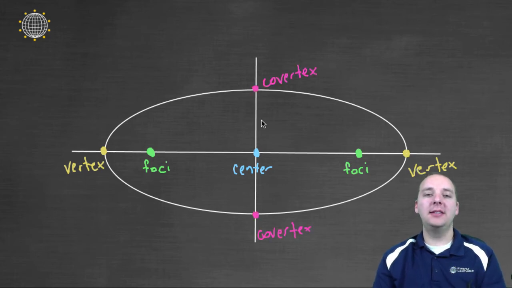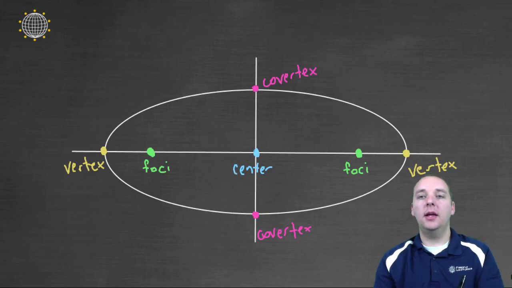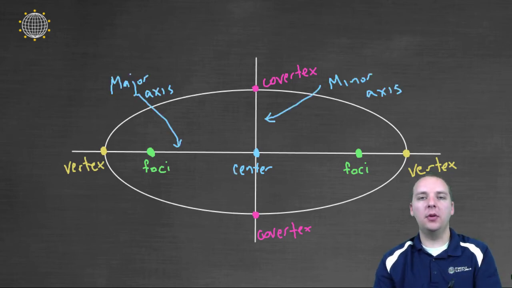Now, you also have these things called co-vertices. You have vertices on the short edges, but they shouldn't also be called vertices, so they're called co-vertices. They're related to the vertices, but they're on the shorter side, not the longer side. And the next thing we have to look at vocabulary-wise are these things called the axes.